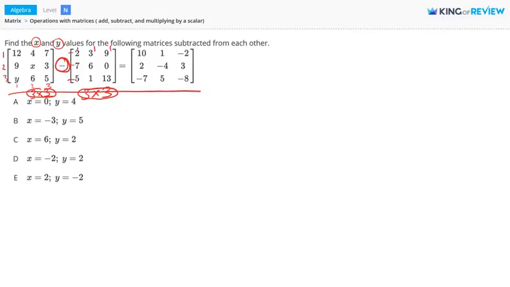Now, when we add or subtract, you have to add or subtract the corresponding entries. So what does this mean? Well, if you're looking at the upper left entry here, you must subtract the upper left entry here. So both of these entries are in row 1, column 1. So we can set this up. 12 minus 2, that's going to give us 10.